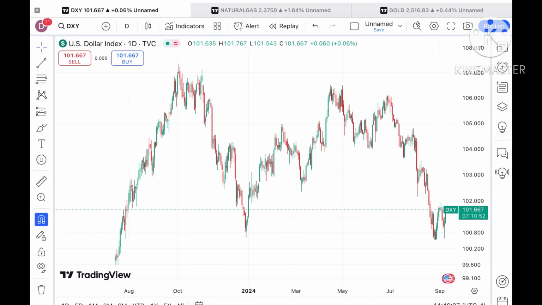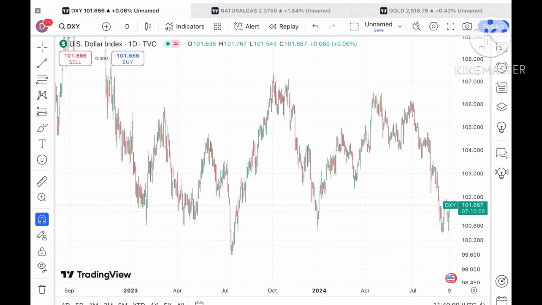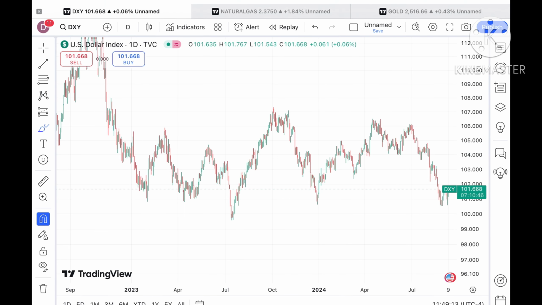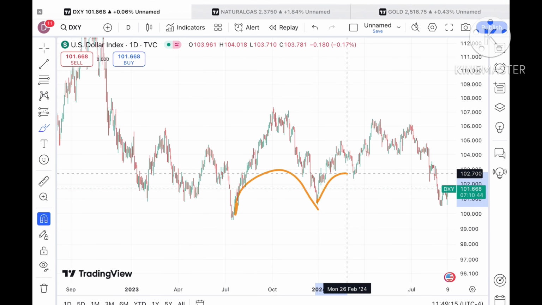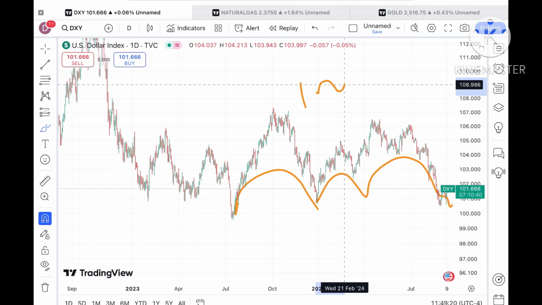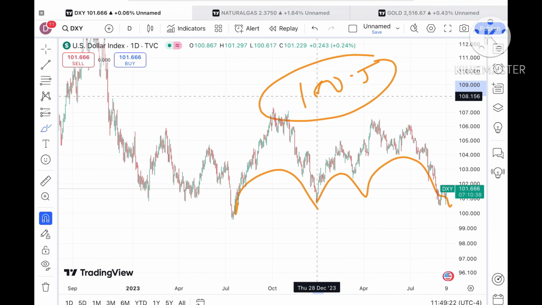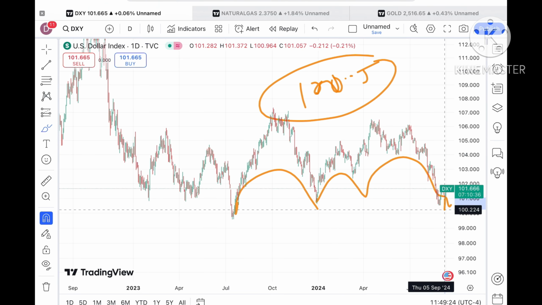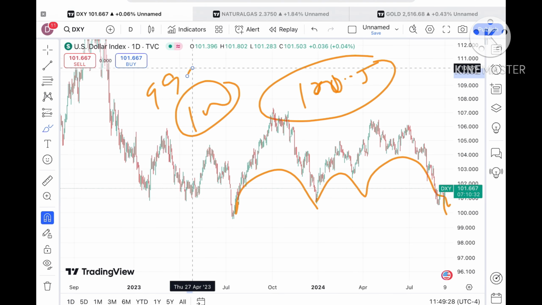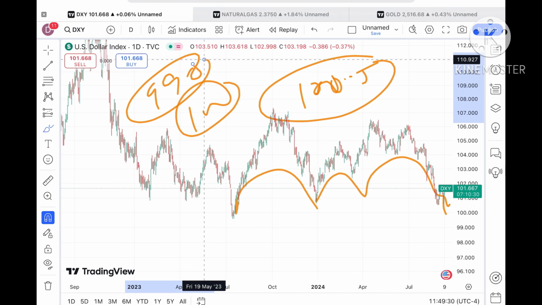Look at the dollar index. The dollar index is now trading at a level of 101.667. If the price keeps moving below this level, we can see a further fall. Once the price goes below this level, chances are high it will fall below 100.5, then go below 100, towards 99.8 and then further low.